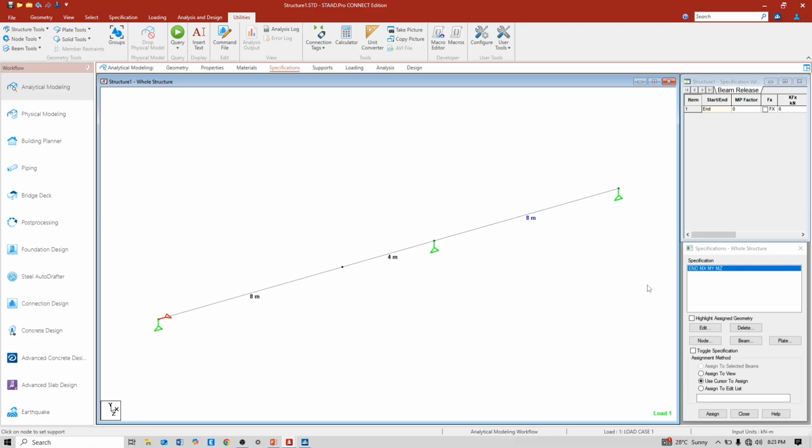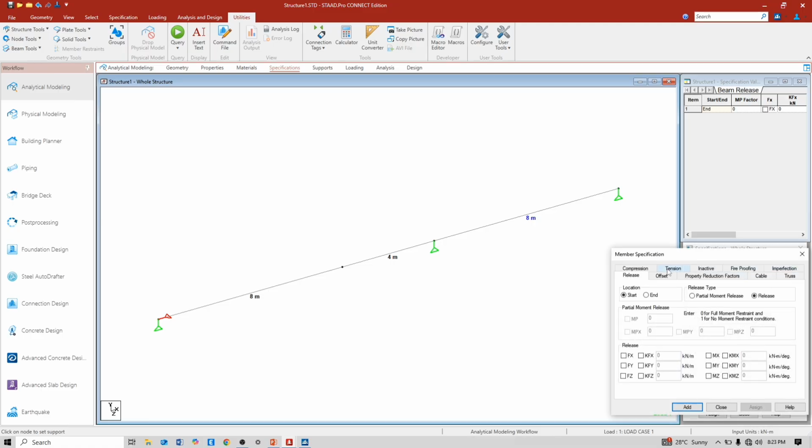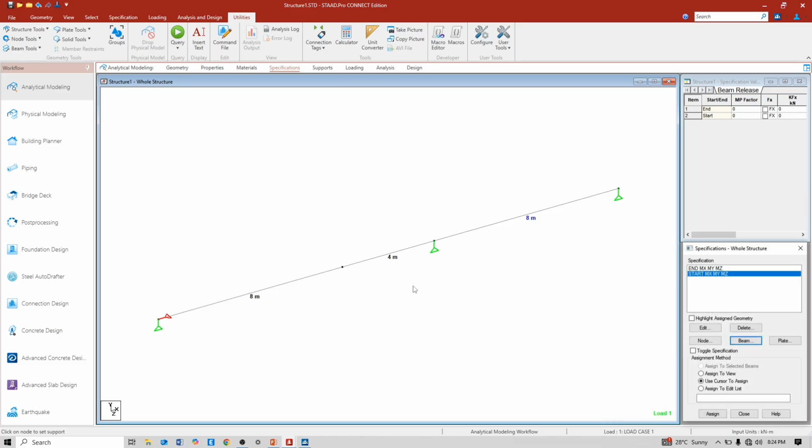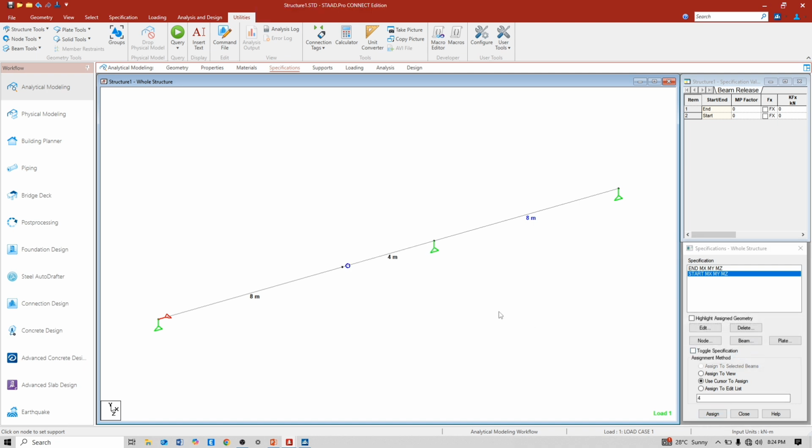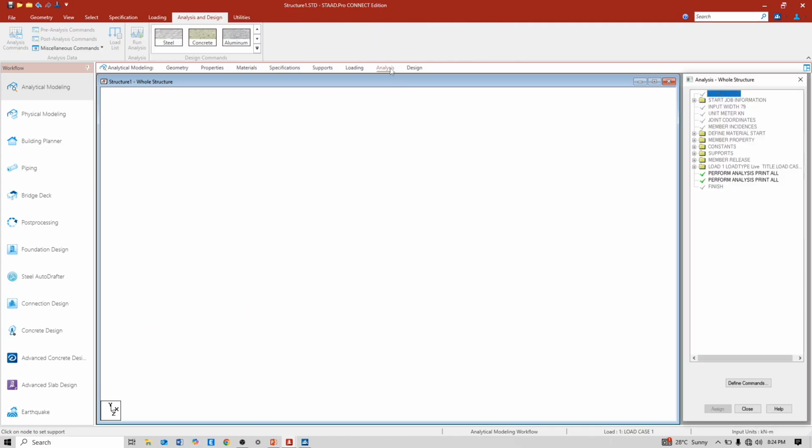So see again beam, again release at end. Release movement at end or start for that 4 meter. Add. So select, assign to selected beam, assign. See movements seen like this, but here it is not applied at end. So again applied, assign to selected beam, assign. Yes. So now see values.